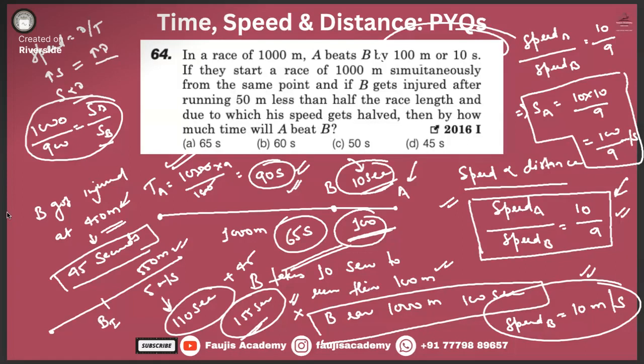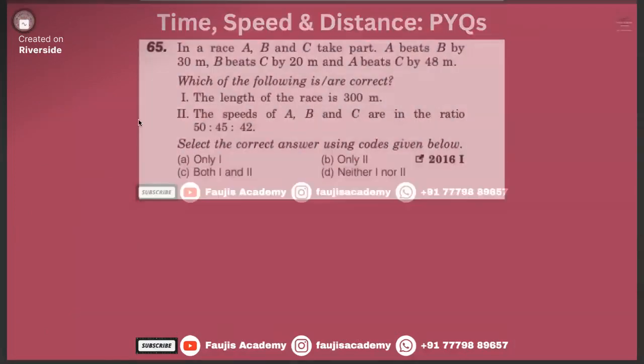Watch this one again whenever you get time, just in case. Even I got to learn. It just struck me that speed and distance will be proportional. That is why the speed of A and speed of B is equal to 10 by 9. Thankfully, it struck me over here. Otherwise, it could have got cumbersome for me as well. Shall we move?